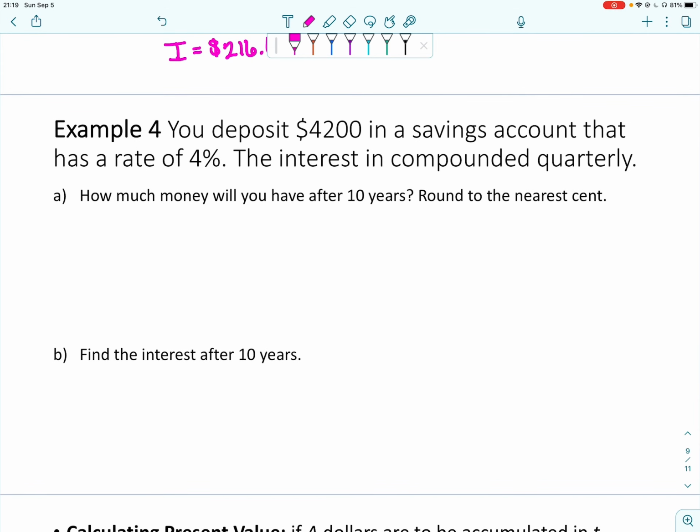So a second example, you deposit $4,200 in a savings account that has a rate of 4%. The interest is compounded quarterly.